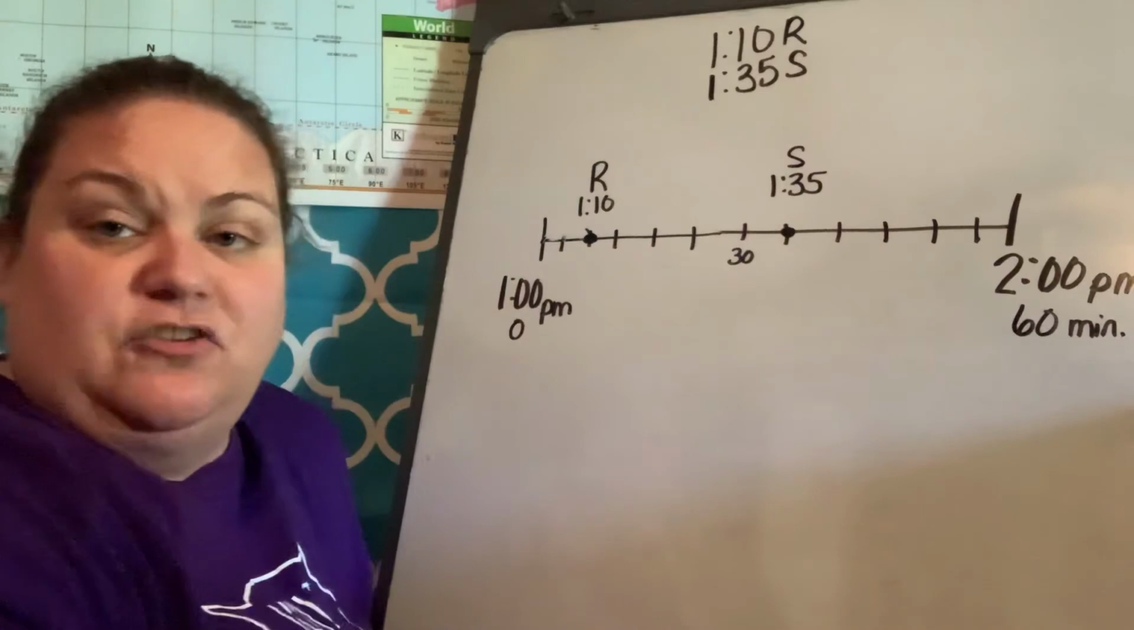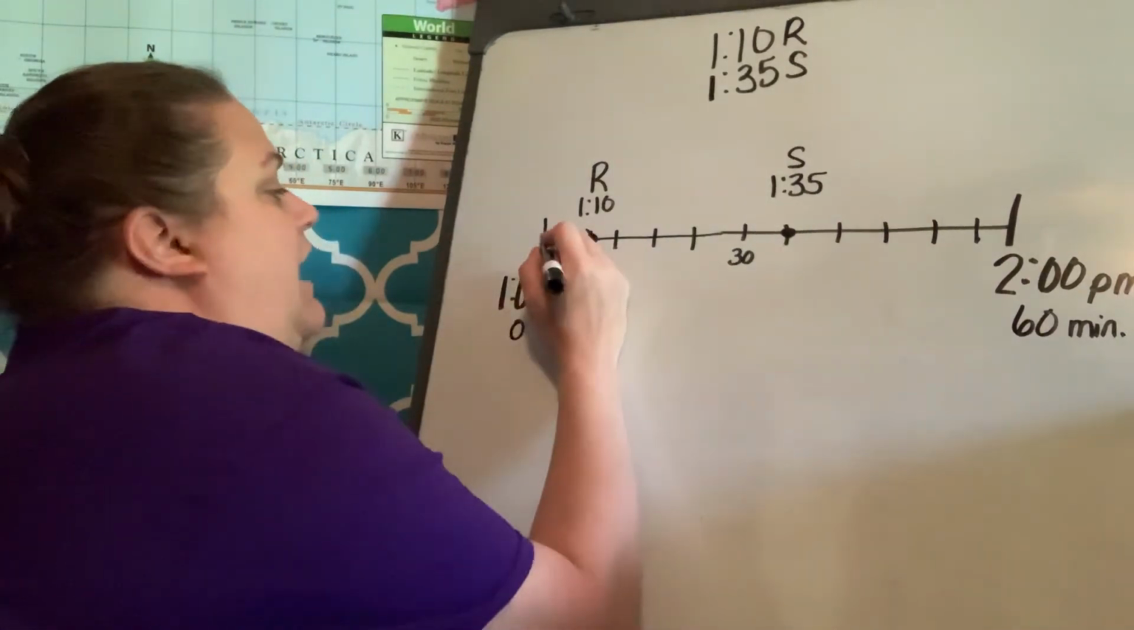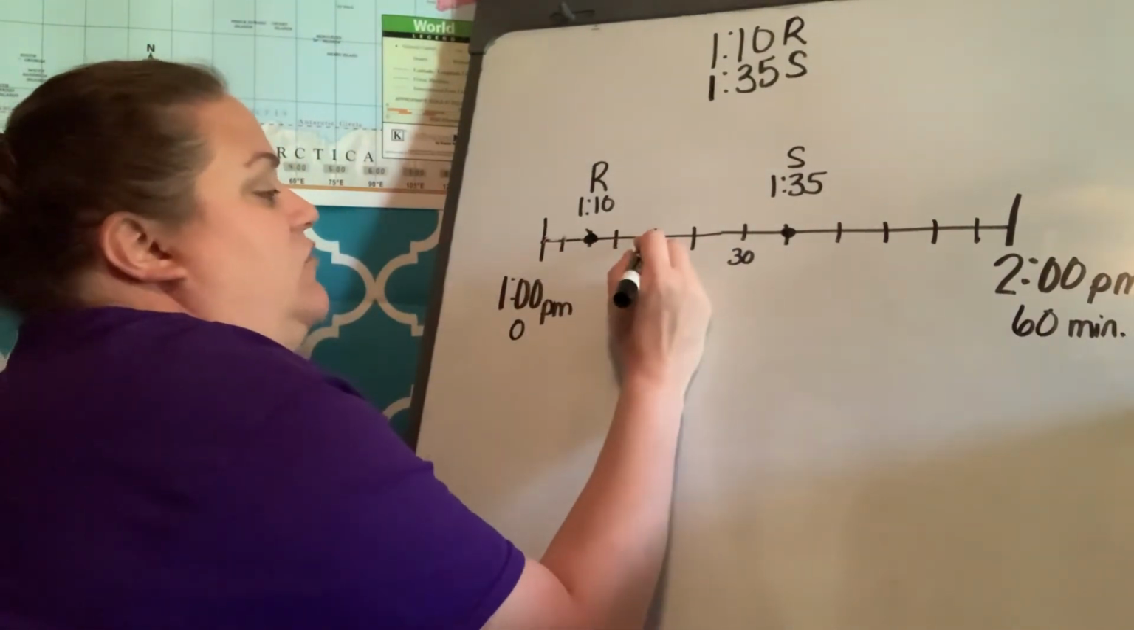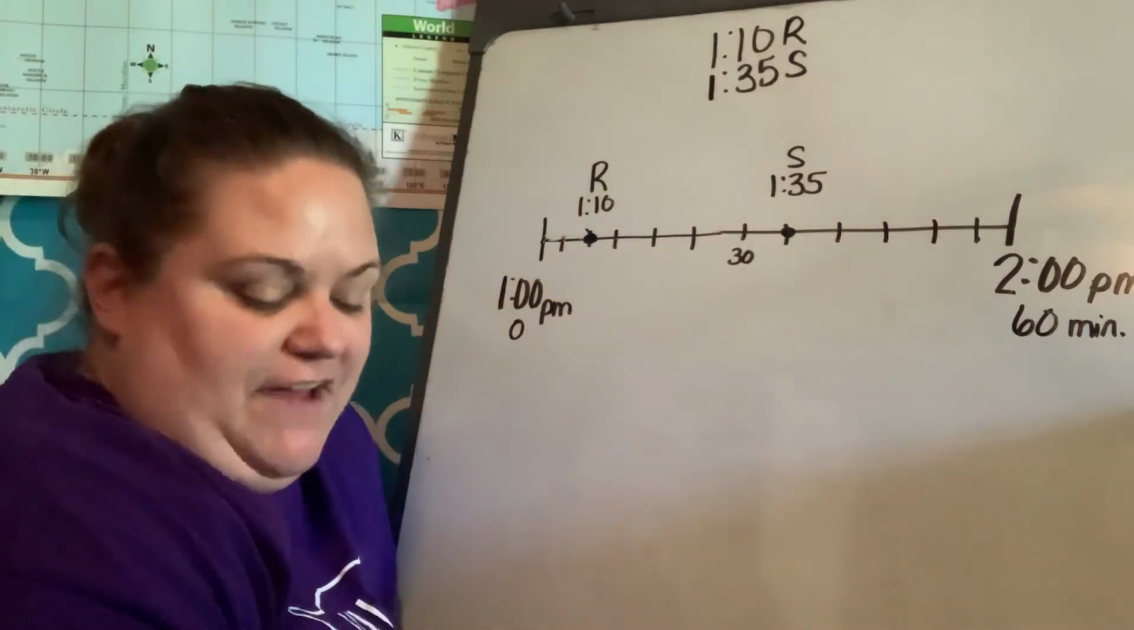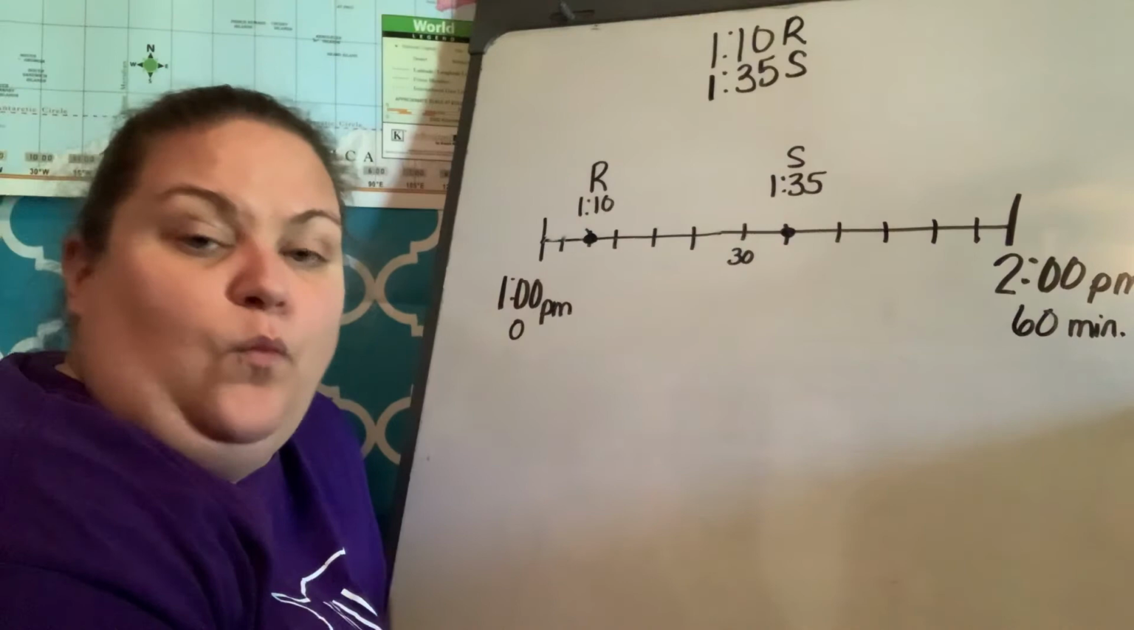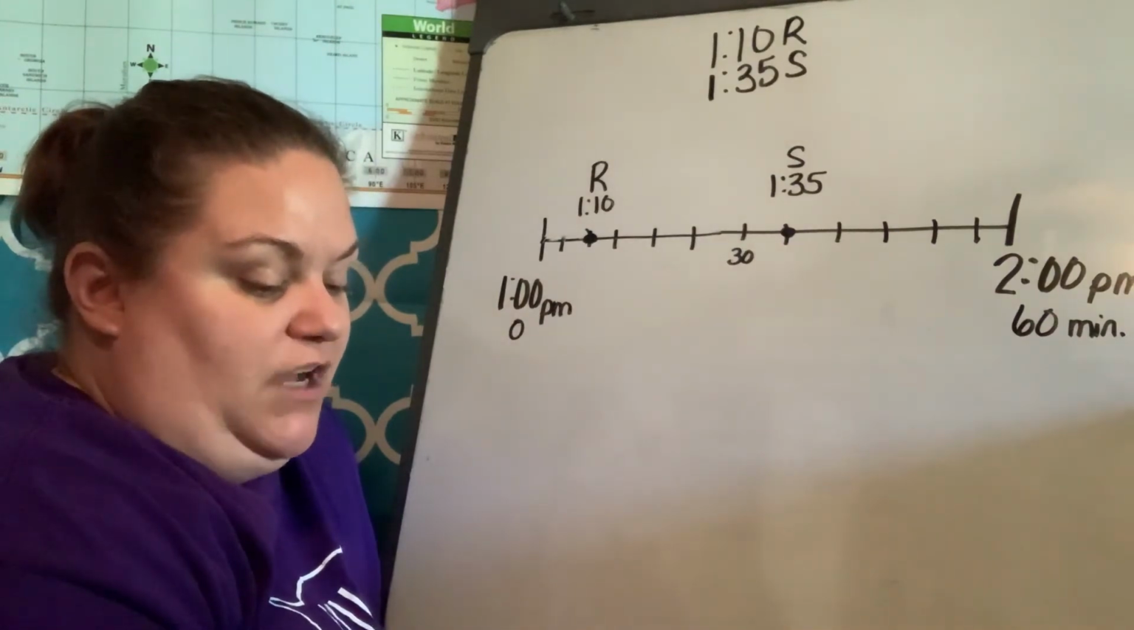I'm going to actually double check my work and I'm going to count it out. So I'm going to say 5, 10, 15, 20, 25, 30, 35. At 1:35, we have science. So now we know what comes first and what comes next.